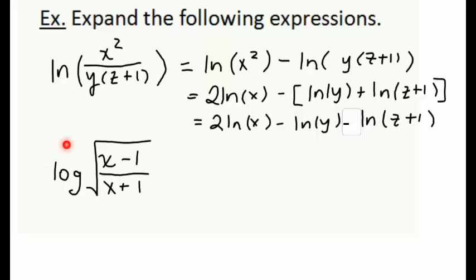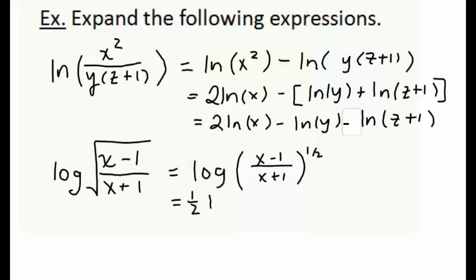Next up, let's look at log base 10 of the square root of x minus 1 over x plus 1. Now what we need to do first here is get rid of that square root. So let's write this as log base 10 of x minus 1 over x plus 1, all raised to the power of 1/2. Now that we've done this, we can take this power and bring it down out front of our logarithm to get 1/2 log base 10 of x minus 1 over x plus 1.